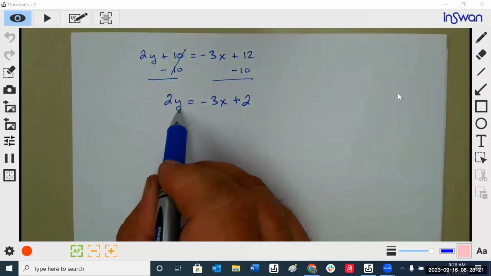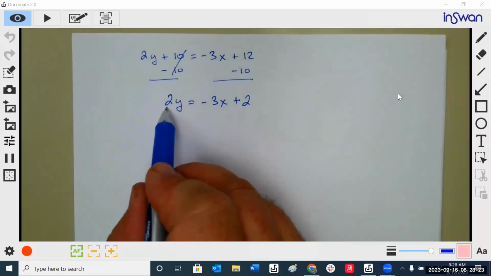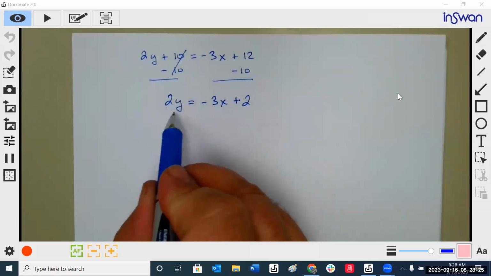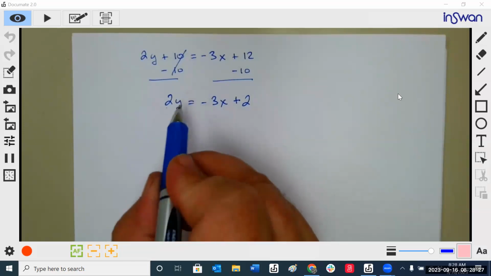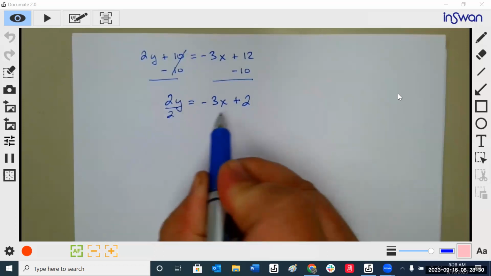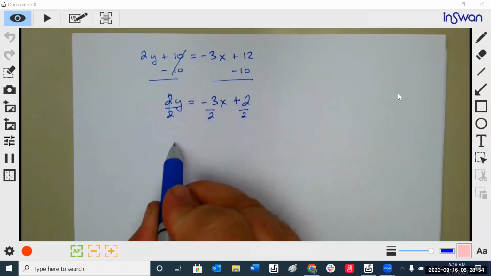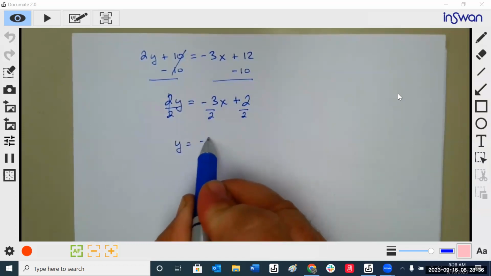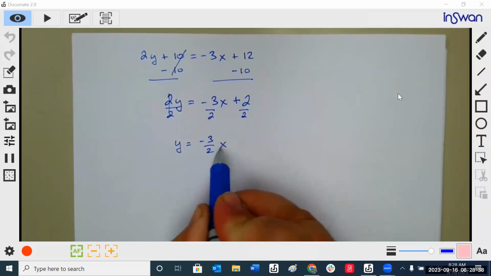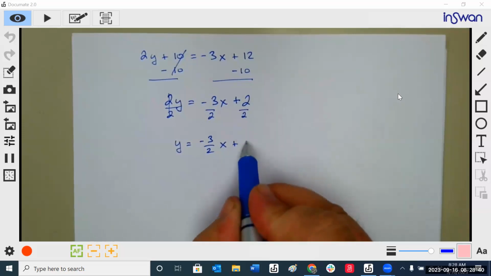What do I have to get rid of now? Why divide? Very good, because they're multiplied. Opposite is division, each term separately. y equals negative 3/2 x. 2 divided by 2 is 1.